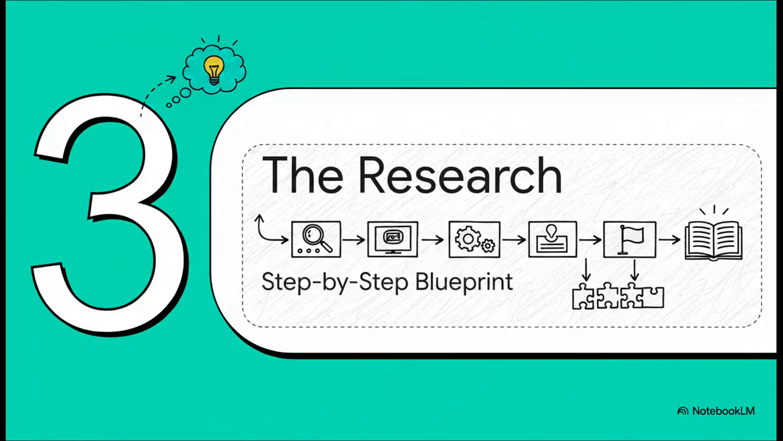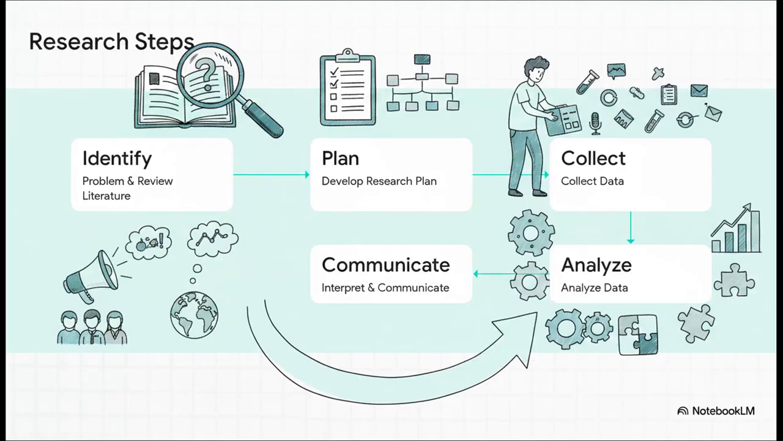Section 3. The research process. The step-by-step blueprint. Okay, let's walk through the actual methodology. There are 5 macro phases to this blueprint. Step 1. Identify the problem and review existing literature. You have to know what's already been built before you can add to it. Step 2. Develop your research plan and methodology. Step 3. Roll up your sleeves and collect the data. Step 4. Analyze that data for hidden patterns. And finally, Step 5. Interpret and communicate the results.